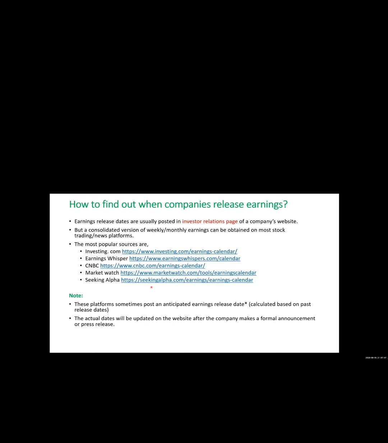Now, all things said, these platforms sometimes post an anticipated earnings release date. The real release date of earnings is going to be posted on the investor relations page of the company's website. What these platforms do is they just fetch that information and put it into their own calendars. And sometimes the company may not have released the earnings release date. So what these platforms do is they post an anticipated earnings release date calculated based on the past year's release dates.